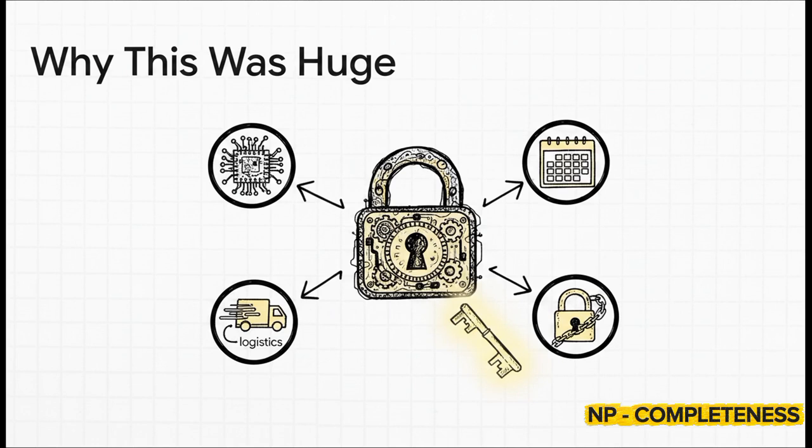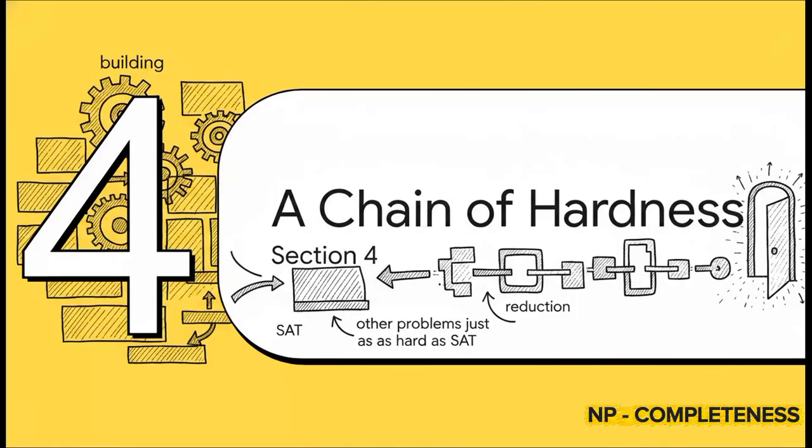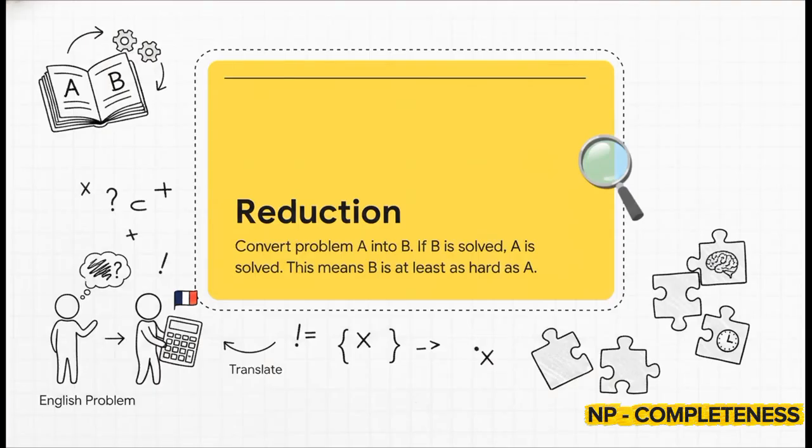And here's the kicker. The theorem proved you can take any other problem in NP and transform it into a SAT problem. This makes SAT like a universal translator or a master key. If you could somehow find a fast way to solve SAT, you could solve thousands of other important problems just as fast. So once SAT was crowned the first NP-complete problem, it was like the first domino was set up. Computer scientists now had this powerful tool to start a chain reaction, proving that a whole bunch of other problems were just as hard. And this amazing technique is called a reduction.